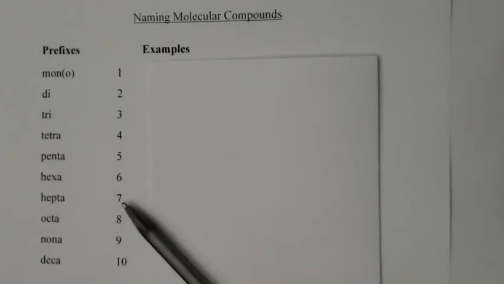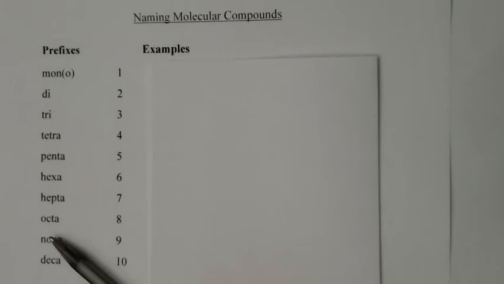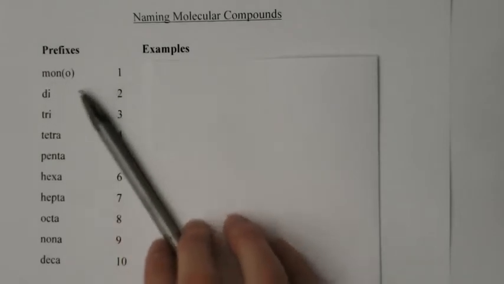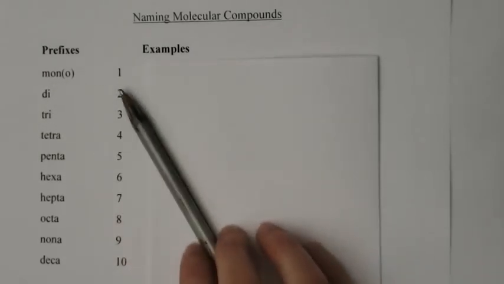Hepta is 7. Octagon, we've heard the word octa, means 8. Nona is 9. And deca, like a decade, is 10. Now, basically, we look at the formula, and however many of those atoms we have, we put this little prefix down. There is one exception. If the first one is a 1, we don't put the mono down, okay? And that's only if it's the first one.